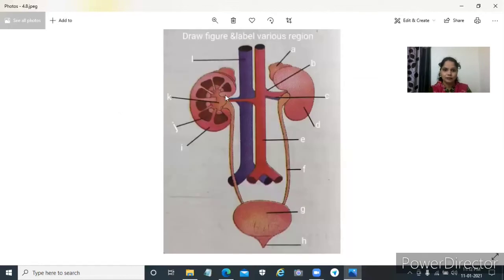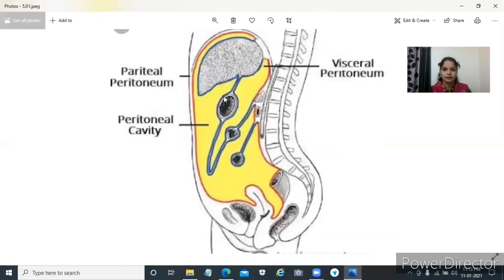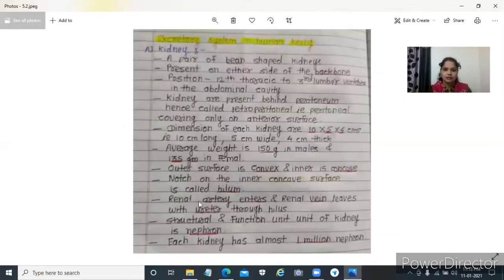It's a notch-like part. This notch-like part is the hilum, where the renal artery enters and the renal vein leaves, along with the ureter, through the hilus region.